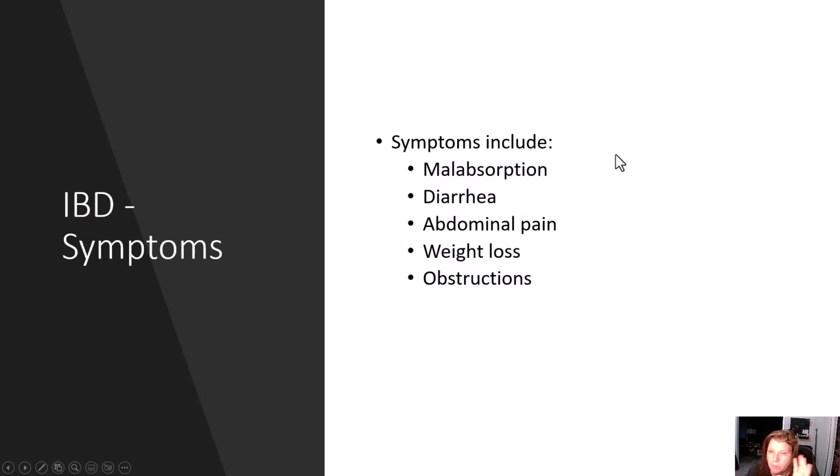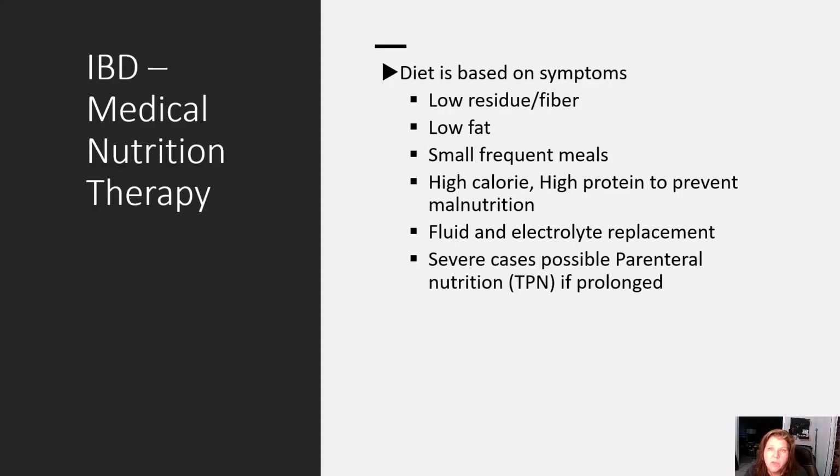The symptoms for both of these include malabsorption, diarrhea, abdominal pain, weight loss, and potential obstructions in the GI tract. The diet that we use depends upon what symptoms the individual is having. So the different things that might have to be used are a low fiber or low residue diet, which are both basically the same thing, a fat restricted diet, small frequent meals. Sometimes you have to do high calorie, high protein to prevent malnutrition, or if they have malnutrition.